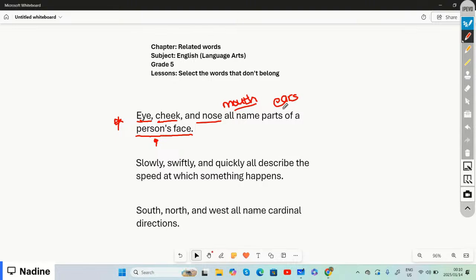So all these words, which are your ears, your mouth, your nose, your cheek, your eyes, those are words that are related to one another, and they're related to one another because they're part of a person's face.